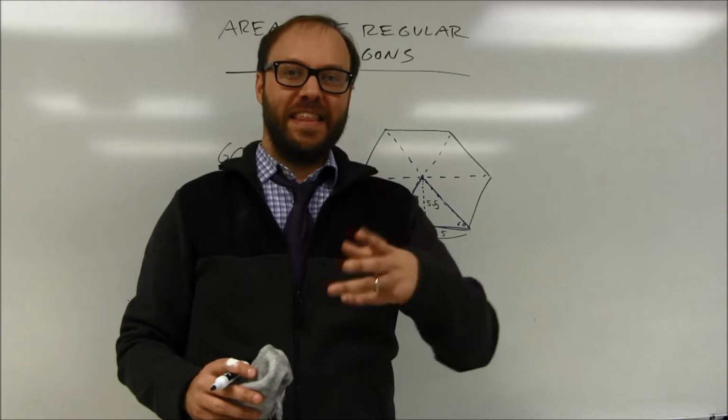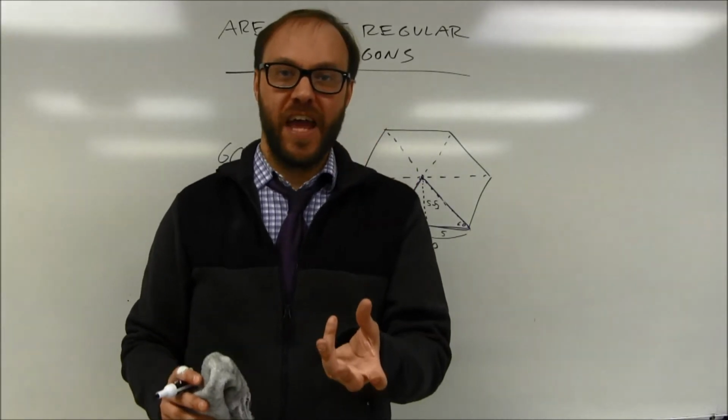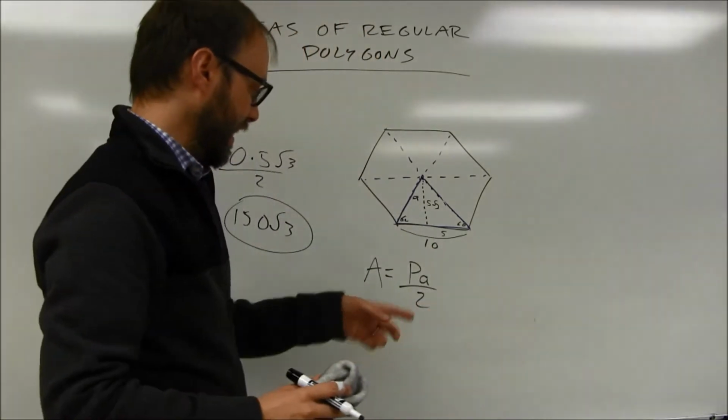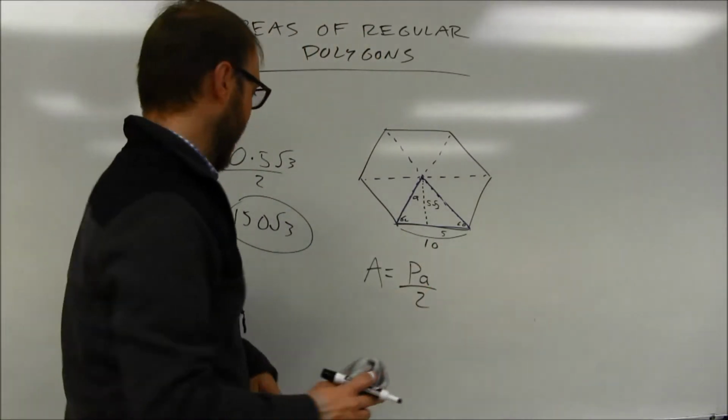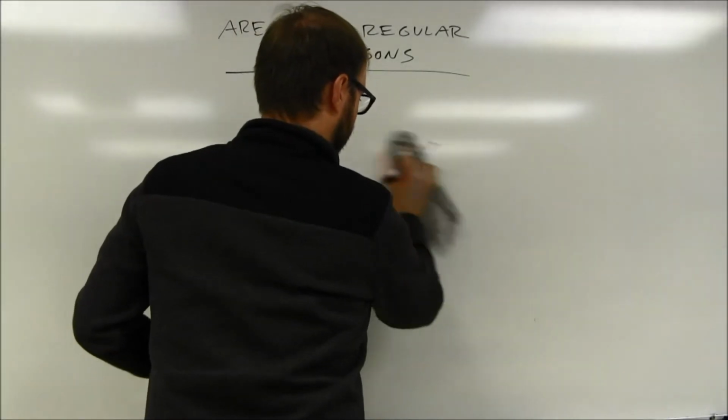If you work with anything that's not a hexagon, it's not going to break up in equilateral triangles. And this is where trig is going to come in handy, and probably where the formula is going to come in handy a little bit more. All right? So let's take a look at a pentagon.